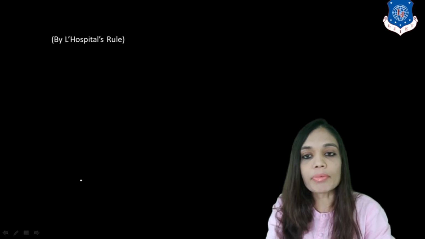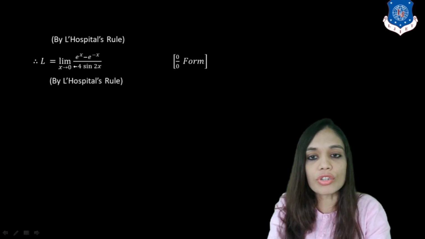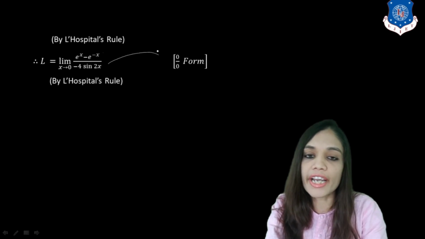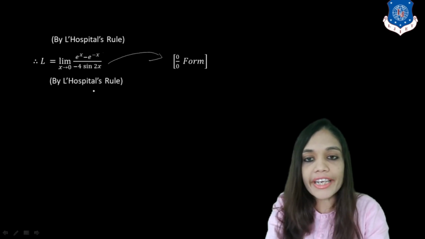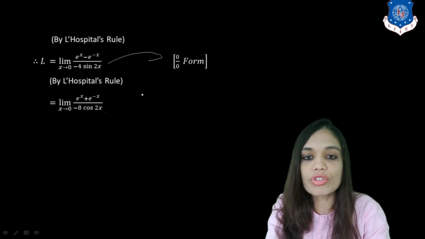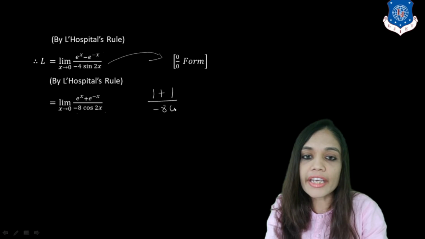So on applying L'Hopital's rule, you will get L is equal to limit x tends to 0 e raised to x minus e raised to minus x upon minus 4 sin 2x. Similarly, if you put x is equal to 0, you will get 0 by 0 form. Again apply L'Hopital's rule and do the derivatives. So it will be equal to e raised to x plus e raised to minus x upon minus 8 cos 2x.